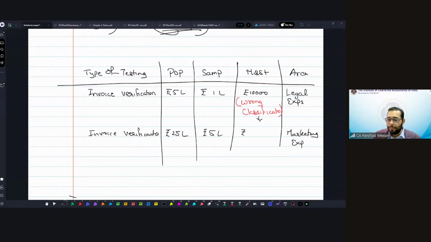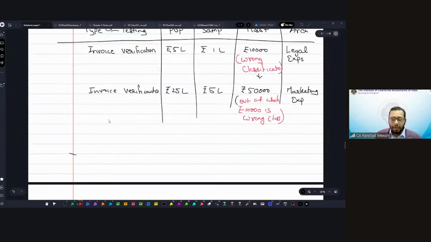So you have the total misstatement of 50,000, out of which rupees 10,000 is wrong classification. Okay, this one, similar wrong classification. Fine. Now, third testing.